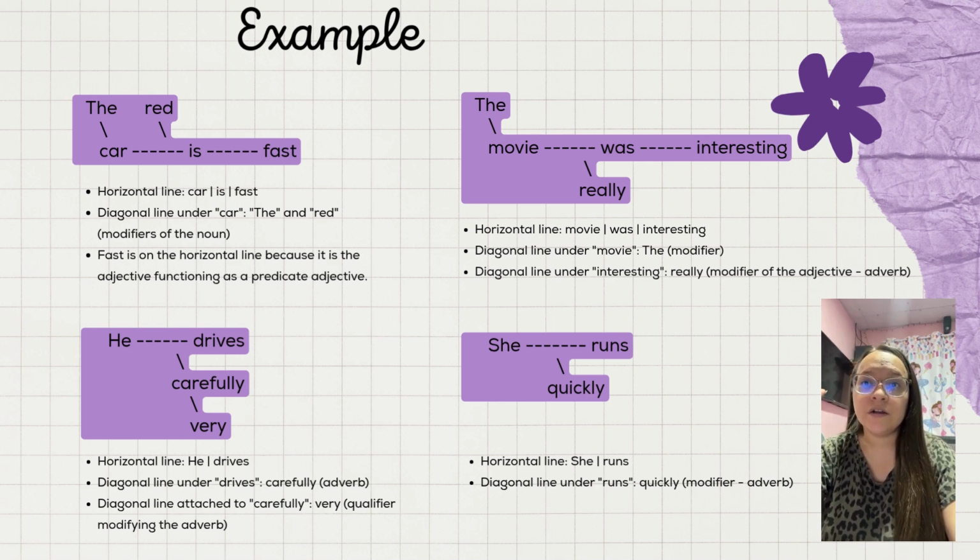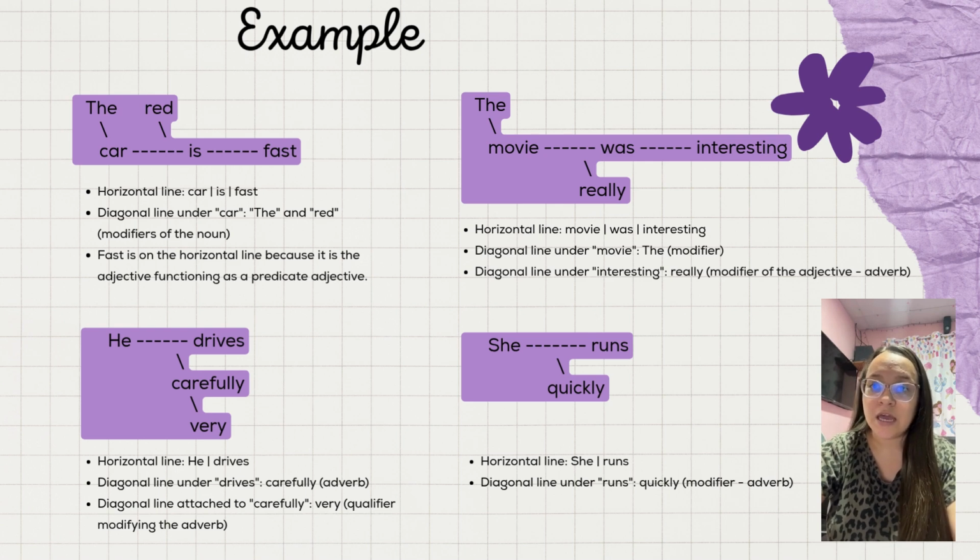Today, we're going to analyze a sentence using a simple diagram. The sentence is: the red car is fast. Let's look at its structure. On the main horizontal line we show car is fast. Car is the subject, is is the linking verb, and fast is the predicate adjective that describes the subject.